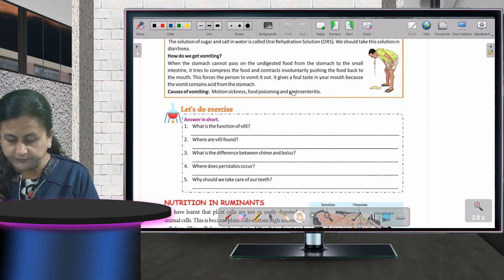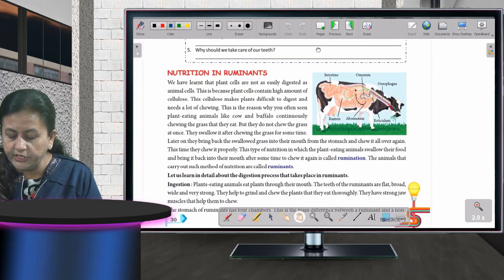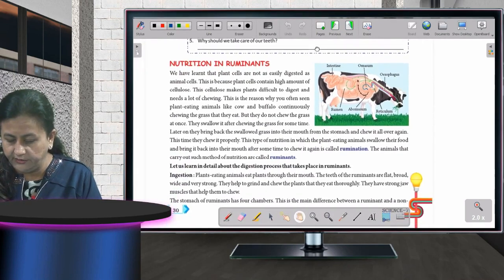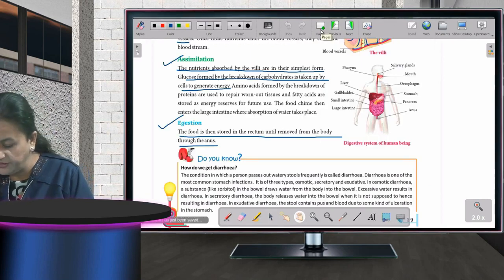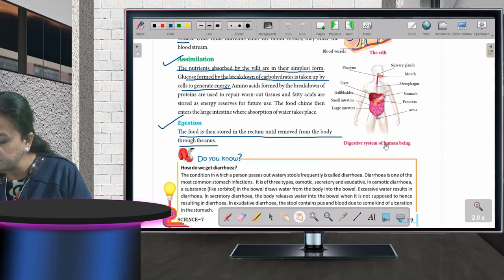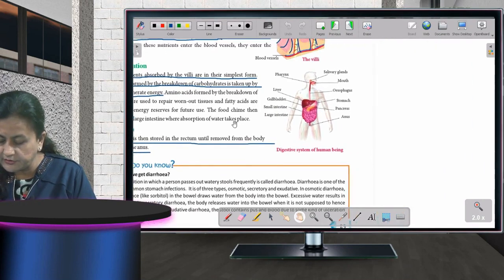Okay, the next is nutrition in ruminants. Okay, you can see on your screen. Before this, I would like to tell you something very important. So sorry, I forgot this one. This is the digestive system of human being. You can see the figure here on your screen.